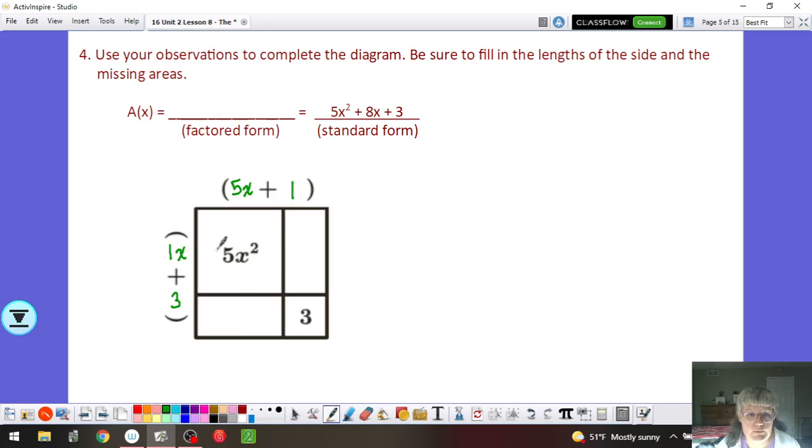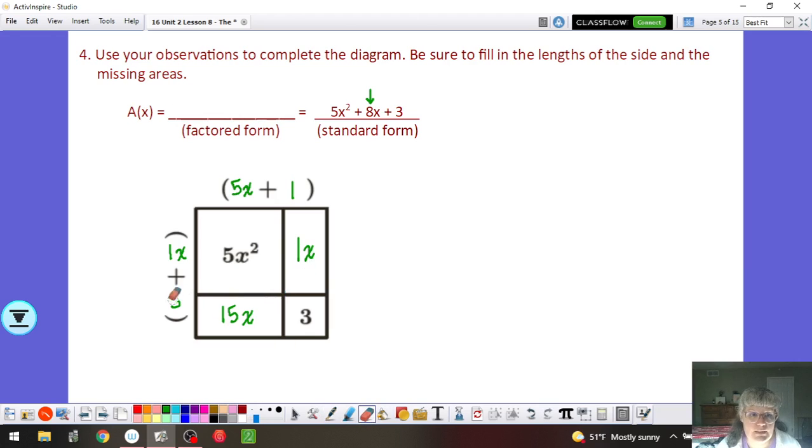So 1 times the 1x is 1x. 3 times the 5x is 15x. But remember, we want 8x. Is there any way I can combine 15x with 1x and get 8x? I hope you're saying no, because 15 plus 1 would be 16 and 15 minus 1 would be 14.